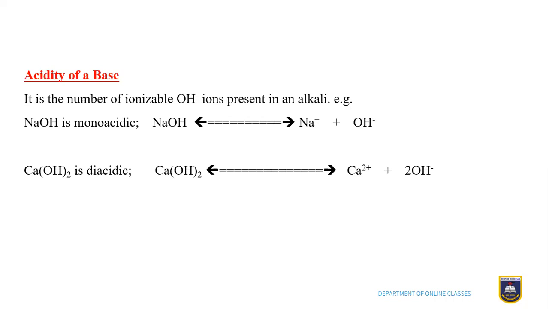What is acidity of a base? Acidity of a base is the number of ionizable OH minus ions within the base. What is basicity of an acid? Basicity of an acid is the number of ionizable H plus ions within the acid. Ionizable means it can be converted into ions.